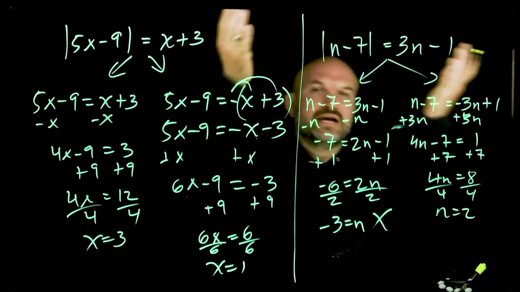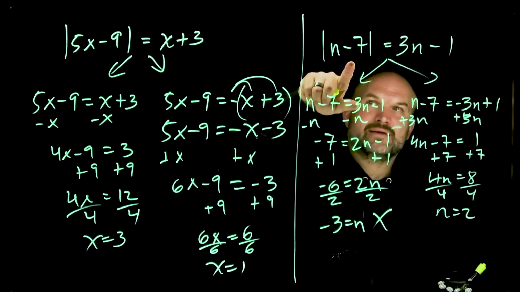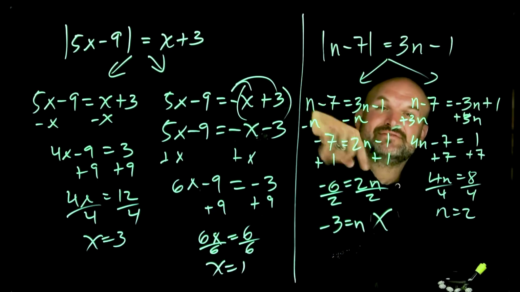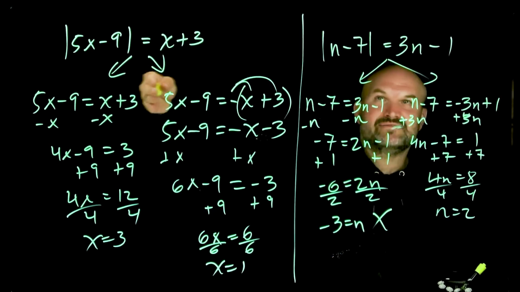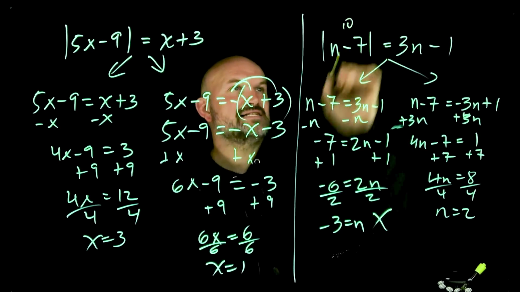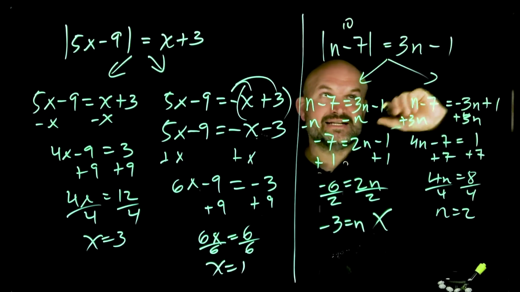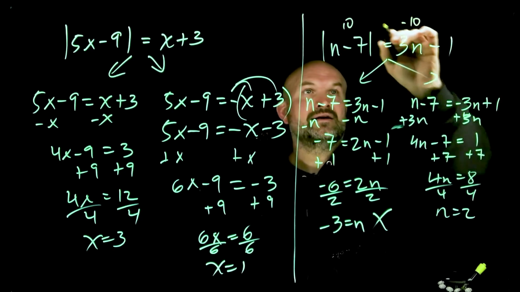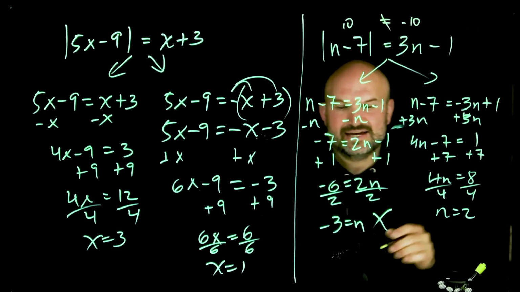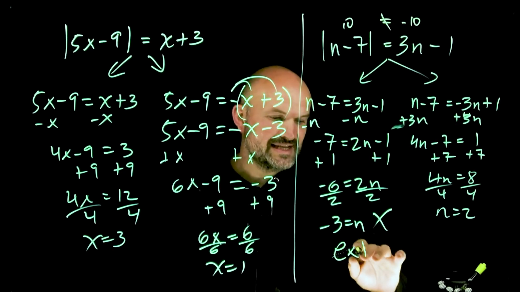Well, how do we know? Plug it back in. When I take negative 3 and plug it back in, I get negative 3 minus 7, which is a negative 10. The absolute value of negative 10 is going to be a positive 10. 3 times negative 3 is a negative 9. Negative 9 minus 10 is going to equal a negative 10. 10 does not equal negative 10, so therefore, ladies and gentlemen, this is extraneous.